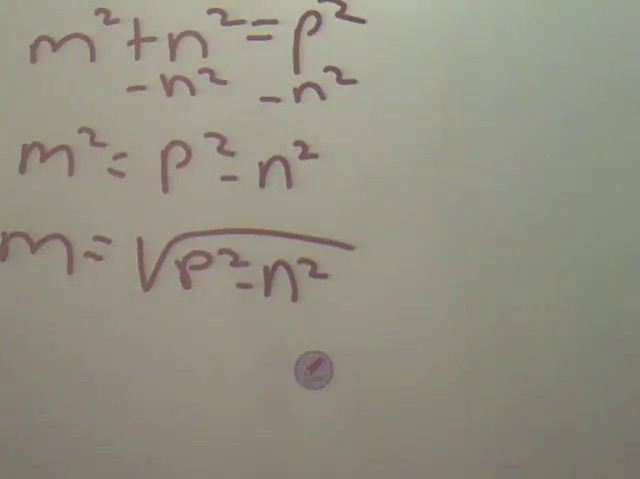This 24 is 4 times 6, so you can rewrite the square root of 4 is 2. So you can rewrite it as 2 square roots of 6.